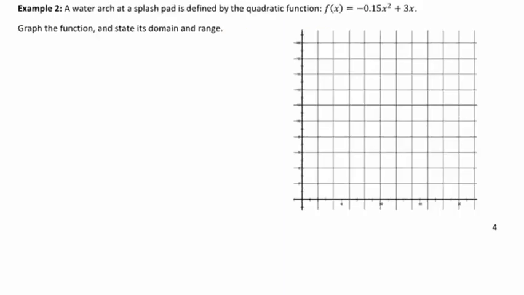Example 2, a water arc at a splash pad is defined by the quadratic function f of x, which is interchangeable for y. So f of x or y equals negative 0.15x squared plus 3x. Graph the function and state its domain and range. So it's easiest right now for us to use a table of values to identify these points. We know there'll be a y-intercept of 0 because our c value is not there, so it's really a 0. So I know I'll have this point on my graph. We don't know any other points yet. So using a table of values.